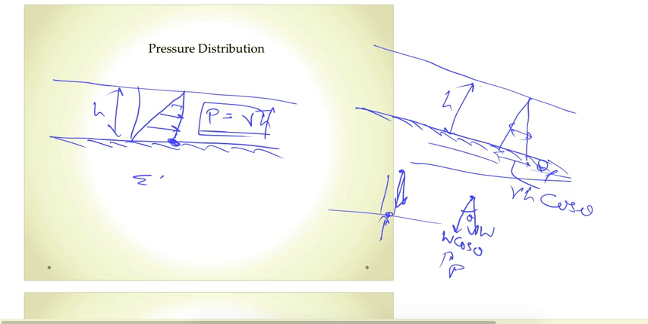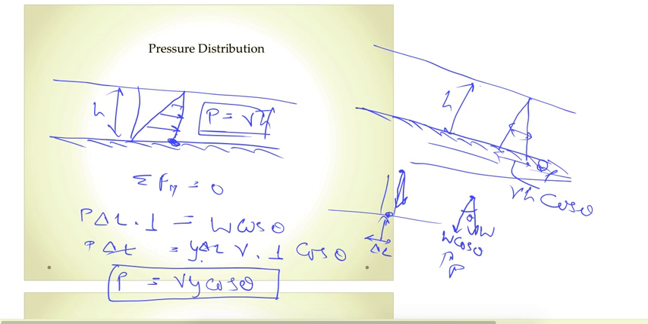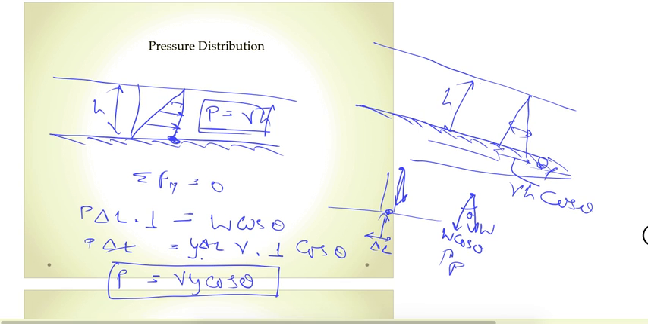So if we say sigma Fy equal to 0, and if this length is delta L, so P into delta L, if we consider a unit width, will be equal to the weight of the fluid, and the weight of the fluid we can write as delta L into gamma into Y into 1 into cos theta. From here P is equal to, delta L will be cancelled, gamma Y cos theta. So basically we assume the hydrostatic distribution in this case.